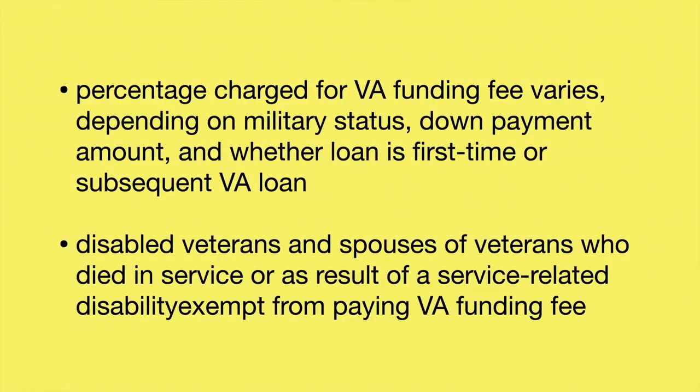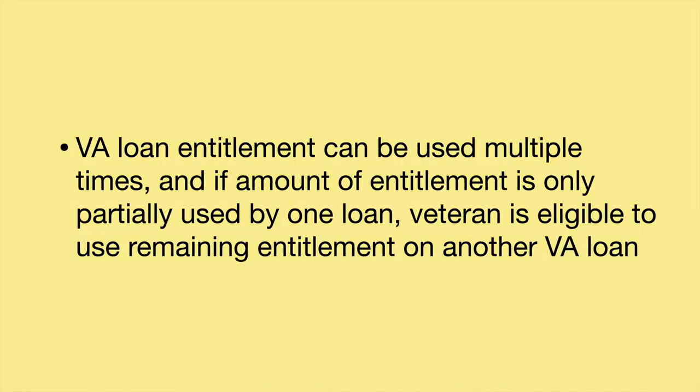The percentage charged for the VA funding fee varies depending on military status, down payment amount, and whether the loan is a first-time or subsequent VA loan. Disabled veterans and spouses of veterans who have died in service or as a result of service-related disability are exempt from paying the VA funding fee. The VA loan entitlement can be used multiple times, and if the amount of entitlement is only partially used by one loan, the veteran is eligible to use the remaining entitlement on another VA loan.